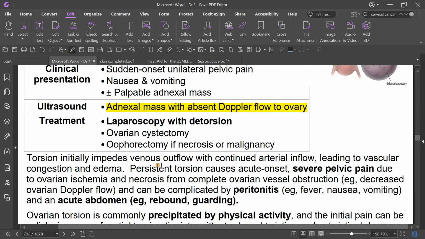Torsion initially impedes the venous flow with continued arterial inflow, leading to vascular congestion and edema. Persistent torsion can cause acute onset severe pelvic pain due to ovarian ischemia and necrosis from complete ovarian vessel obstruction. It can lead to peritonitis, fever, nausea, vomiting, and acute abdomen.